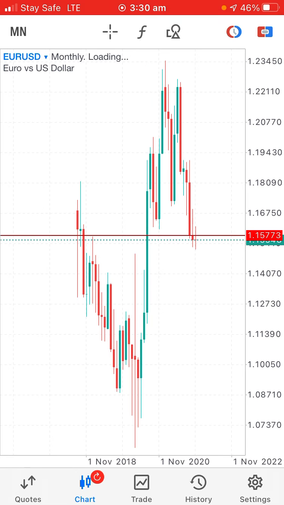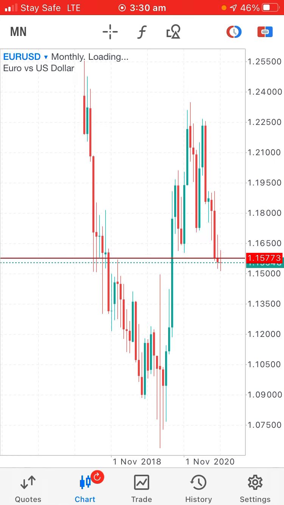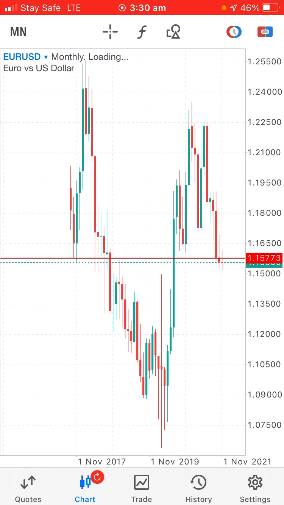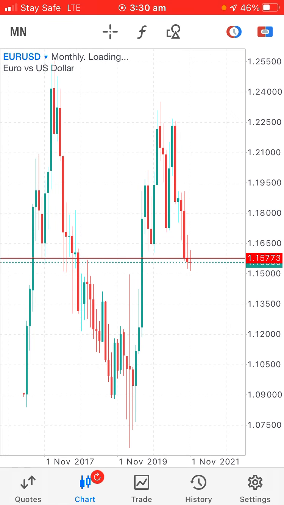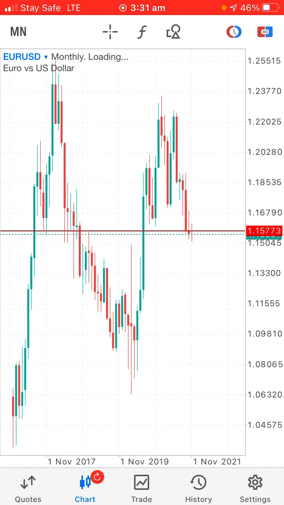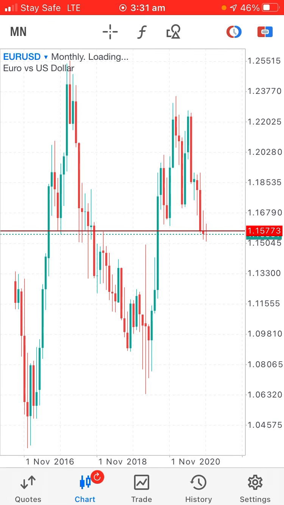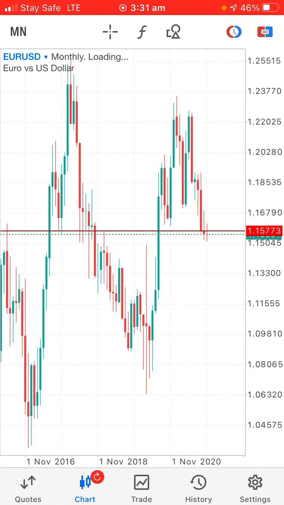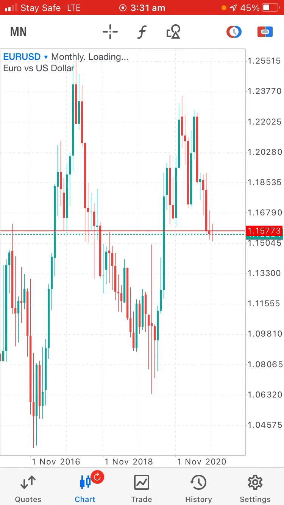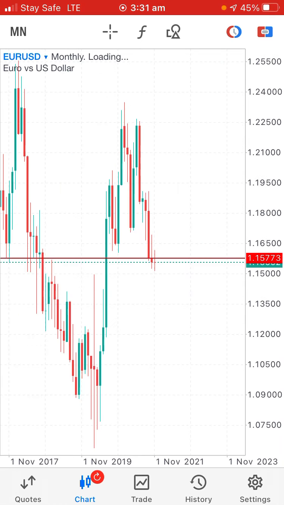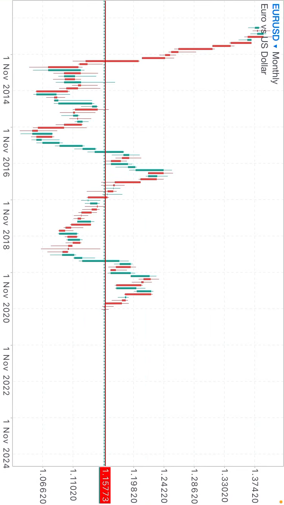Anytime I'm making my analysis, I always tell you guys you should always analyze the monthly time frame first. You always check your higher time frame because it gives you a directional perspective of every market. You understand? So let's see what we have on the EURUSD.